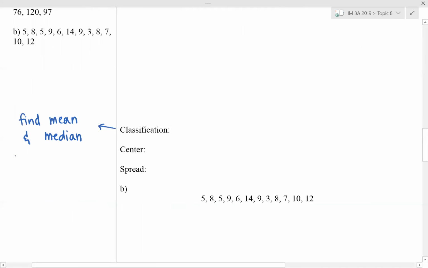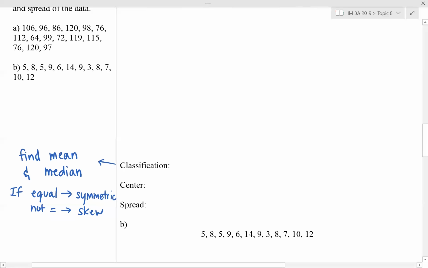What we learned is that if they are equal, that means that it's symmetric. If one of them is larger, so if they're not equal, that means that it's skew. And we'll remind ourselves the two different types of skew when we get to that point where we're actually identifying that.